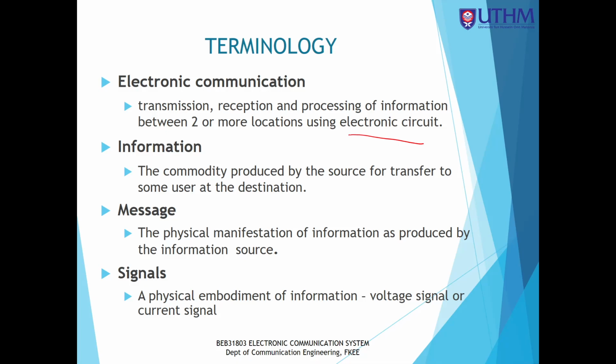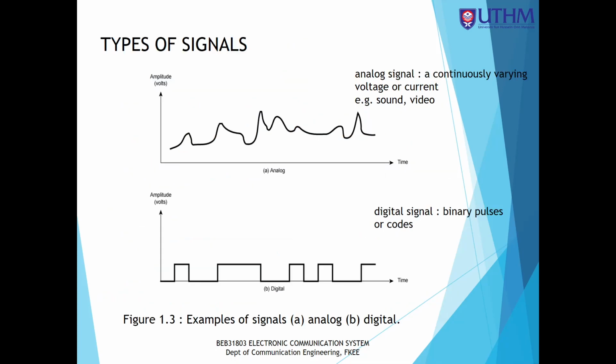When the transmitter receives the message, it will convert it into signals. Apabila dia terima voice message, dia akan tukar kepada signals. Signals is the term we use for converting the message into a suitable wave, a suitable signal for transmission. In this case, the transmitter receives this voice, for example, and converts it into an electromagnetic wave. Remember, an electromagnetic wave consists of voltage or current signal. Dia tukar kepada electromagnetic wave, which consists of voltage and current. So these are the main terminology.